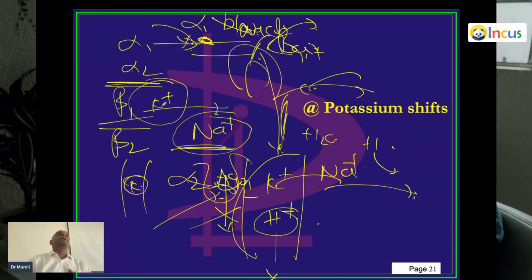Clear? So, what is the point? Yesterday 2.6, doctor, we gave pot chlor. Today also it is 2.4 only, doctor. What is the reason for a refractory hypokalemia?